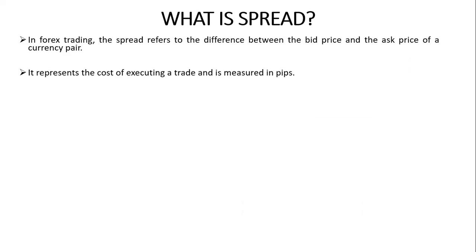Now, let's look at the concept of spread. In forex trading, the spread refers to the difference between the bid price and the ask price of a currency pair. The focus here is the difference between the bid price and the ask price. It represents the cost of executing a trade, and it is measured in pips. As I said earlier, in forex, everything we do is in pips, and the pip is what makes us the money.